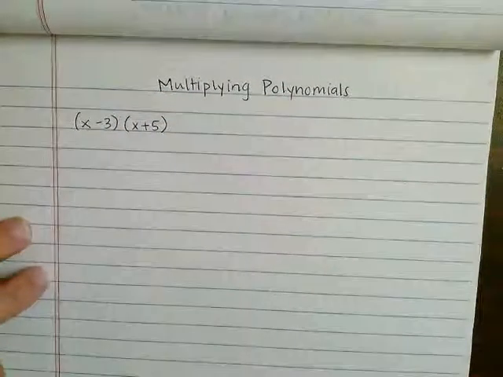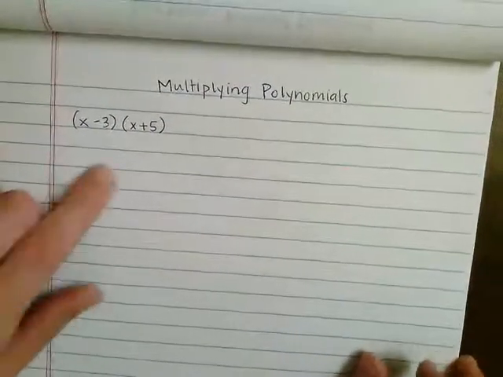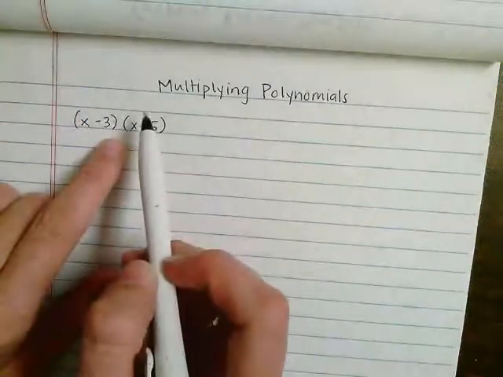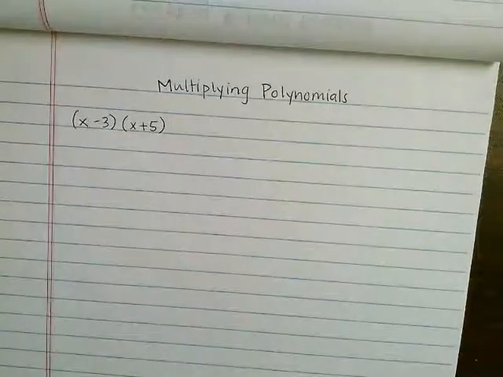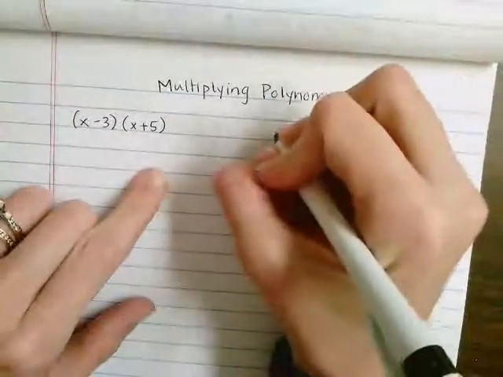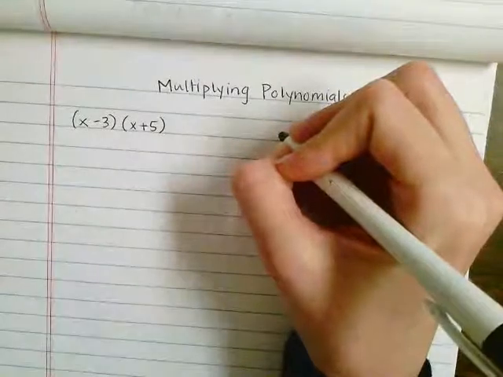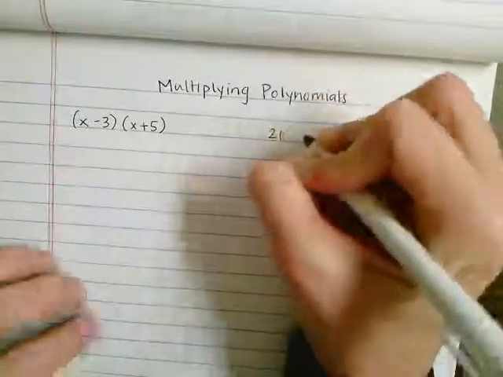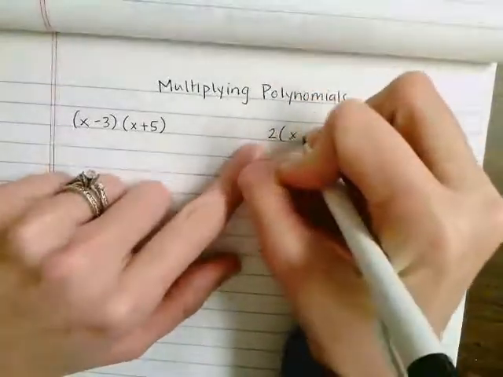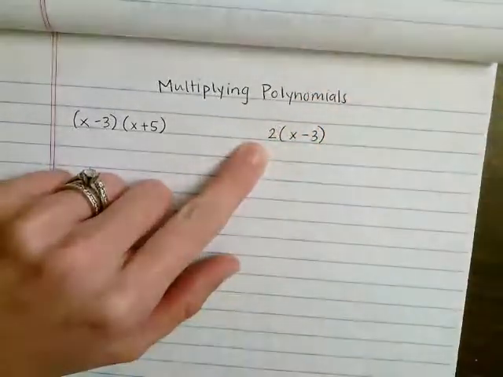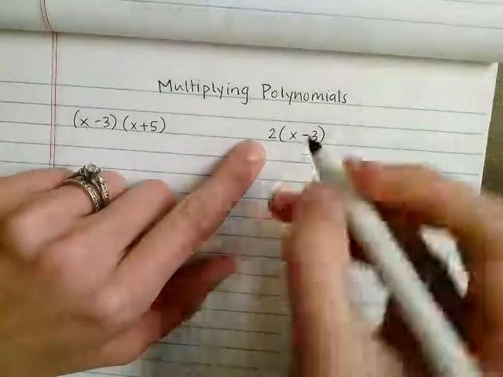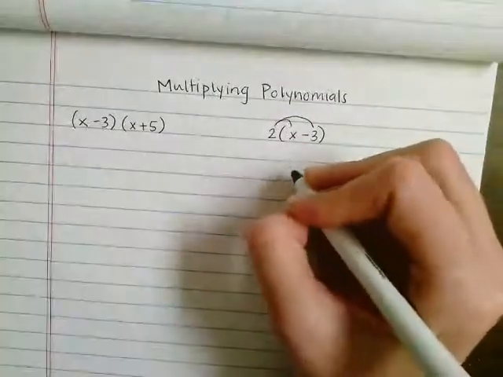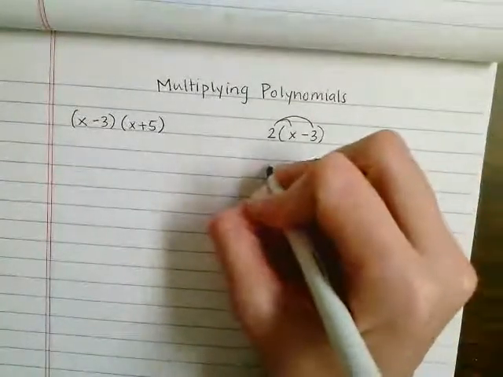Okay, so whenever you are multiplying two binomials, what you're going to do is use the distributive property. Yay, the distributive property. So first I'm going to show you a monomial times a binomial, which is, let's try this, 2 times x minus 3. Okay, and with this, what you're going to do is distribute.